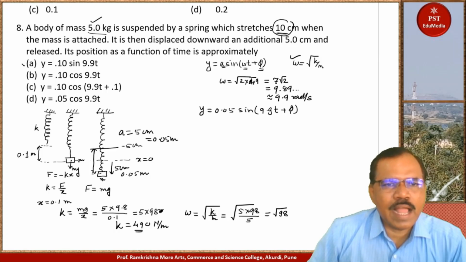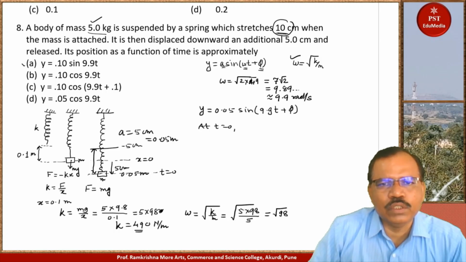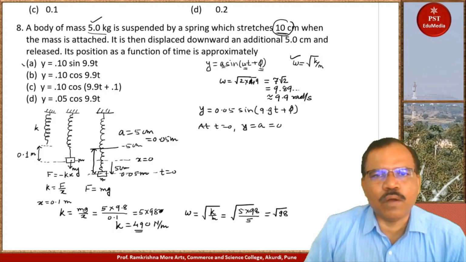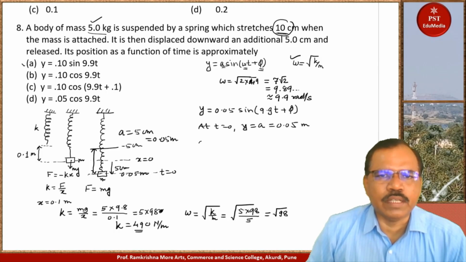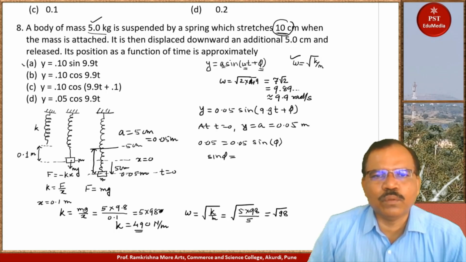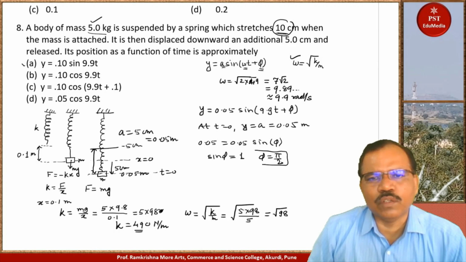So what is given? We take the spring here and then release. So at t is equal to 0, what is y? Y is equal to A, means y is equal to 0.05, because it is released from extreme position. So we put 0.05 is equal to 0.05 sine phi, since t is 0. So sine phi is equal to 0.05 divided by 0.05, so it is 1. So you will get phi is equal to pi by 2.